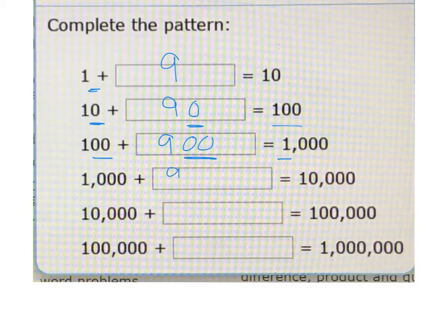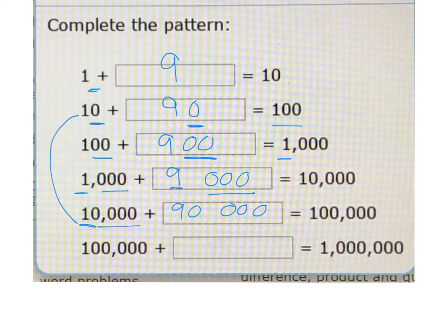1,000 plus 9,000 equals 10,000. 3 zeros, still the same concept though of the 1 and the 9. So we have 10,000. This one's very similar to up here with the 10. So instead of 10 plus 90 equals 100, 10,000 plus 90,000, 4 zeros equals 100,000. And finally, 100,000 plus 900,000 equals 1 million.